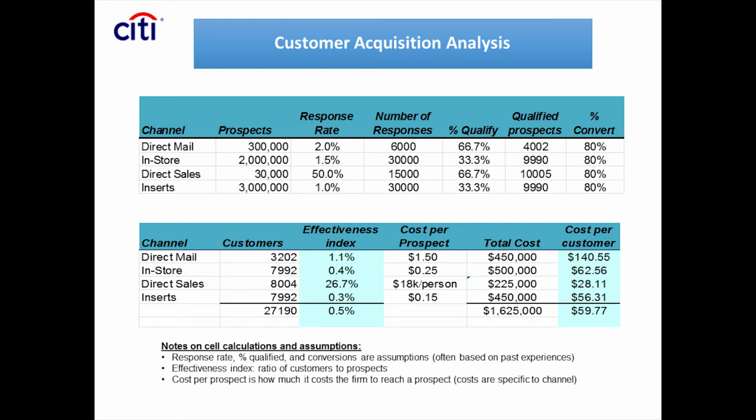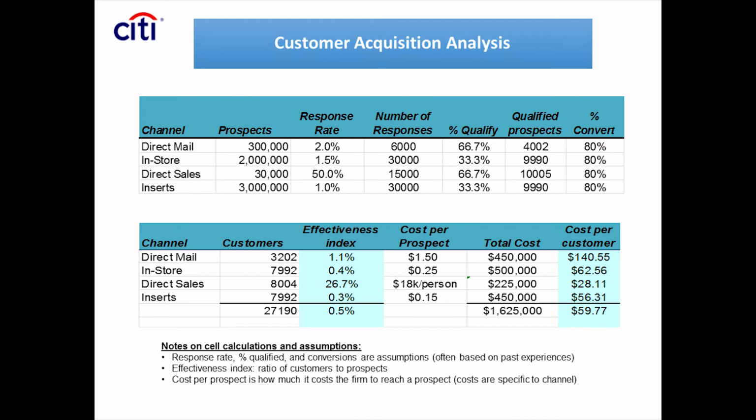This is my effectiveness index, which I've given you at the bottom what that is: the ratio of customers to prospects, right? It's basically saying how effective are you within those different channels of converting prospects to customers. So you're much more effective in the direct sales channel. The sales side shows us as being much more effective.